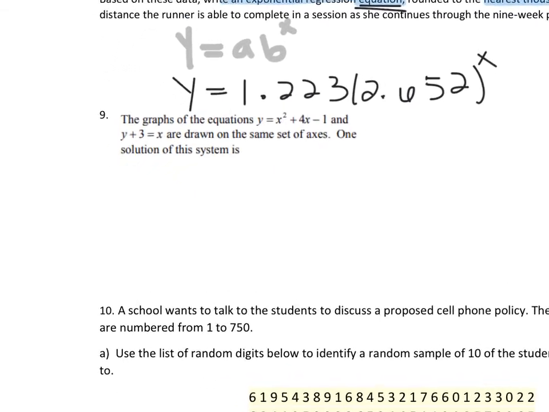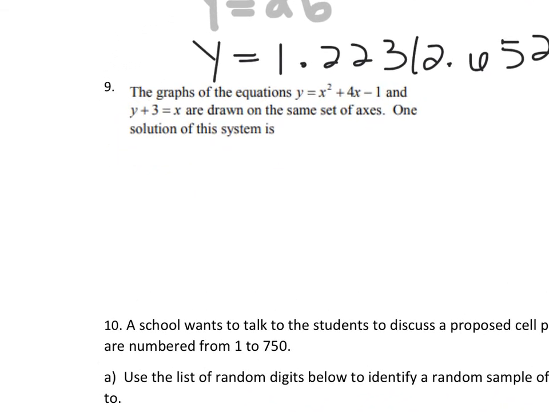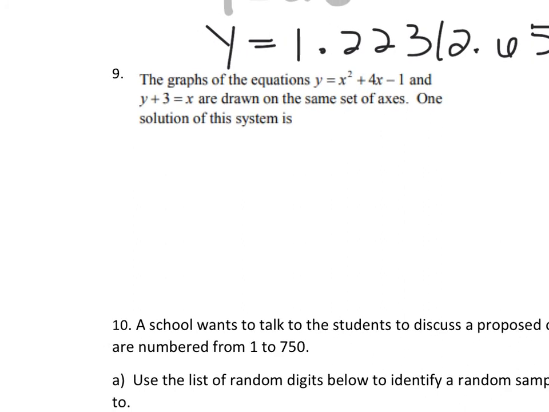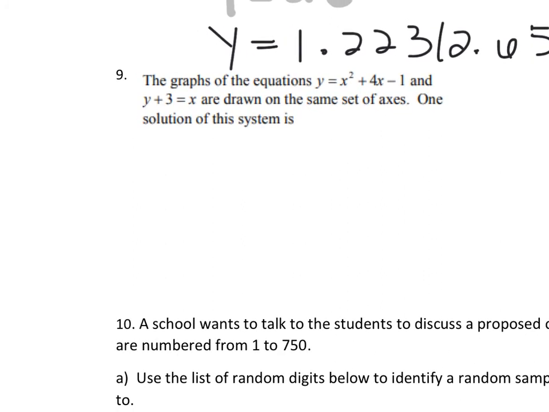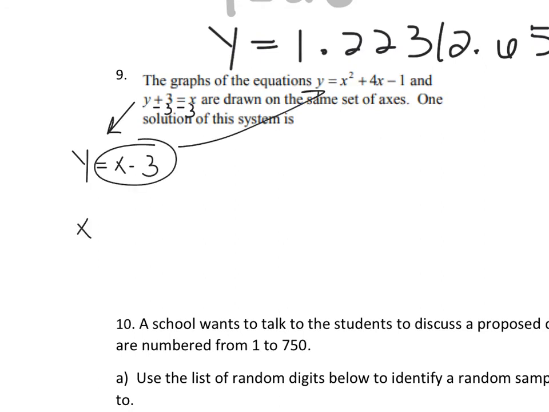The graphs of the equations are drawn on the same set of axes. One solution of the system is... So the test is going to ask you to do this algebraically, so I'm going to show you how to do it algebraically. I'm going to first solve this for y by subtracting the 3 over. So I get x minus 3. Then I'm going to put that in for y up there. So then I'll set these equations equal to each other.